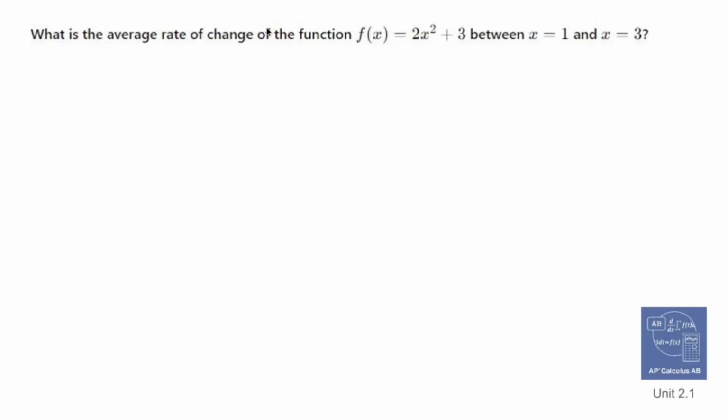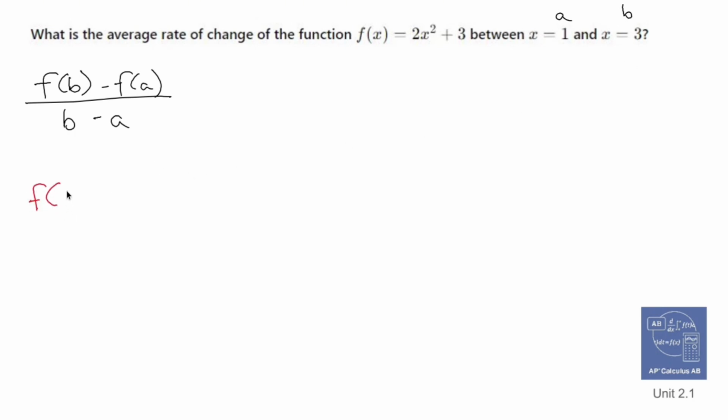What is the average rate of change of the function f of x equals 2x squared plus 3 between intervals 1 and 3? All right, so average rate of change is the formula f of b minus f of a over b minus a. I will call you A and I will call you B. So if I wanted to find f of b, because I already have a and b, that's easy.